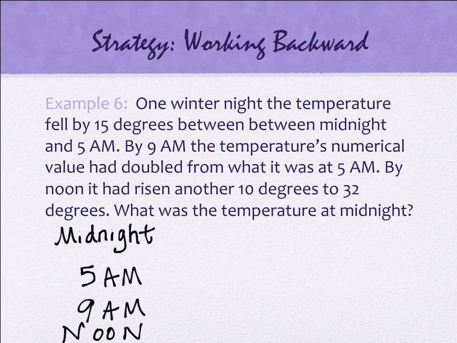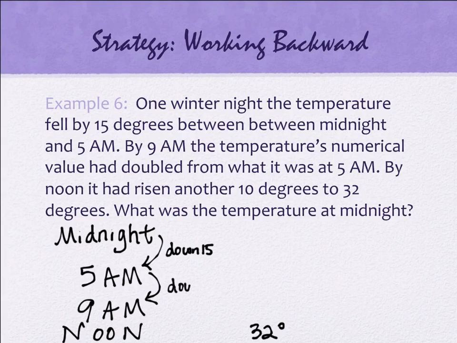Okay, so midnight to noon. We know that at noon it ends up being 32 degrees as our final temperature. And we've got a description of how it changes as we work our way along. What happened between midnight and 5? It went down 15. What happened between 5 and 9? It doubled. And then what happened between 9 and noon? Yeah, it went up 10. So that's what's happening in a forward progression, right? From the earliest time to the last time.